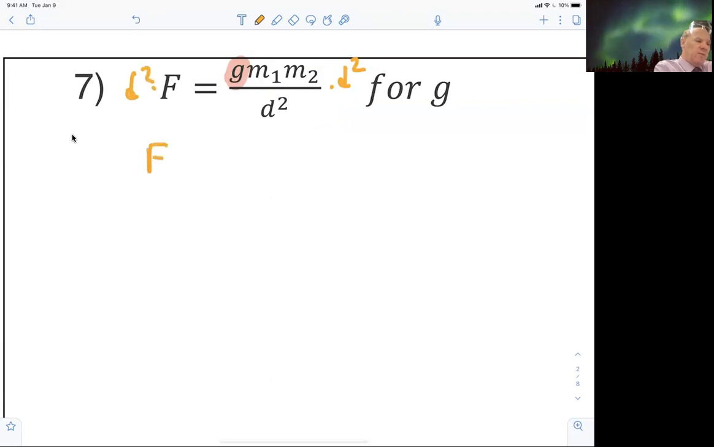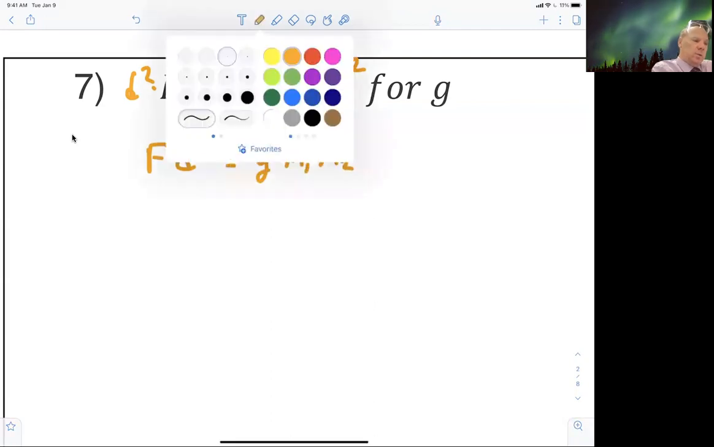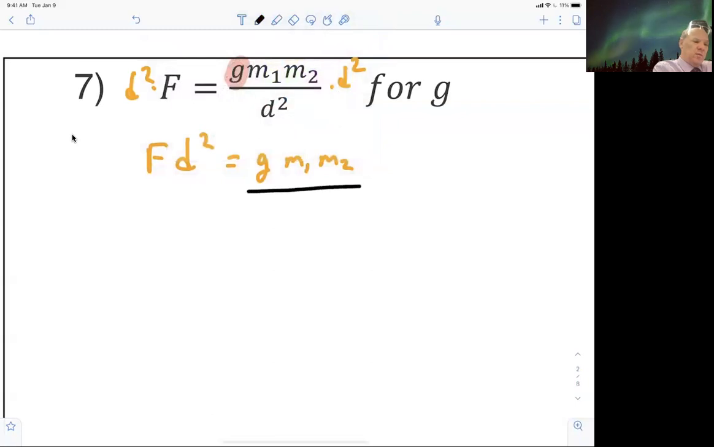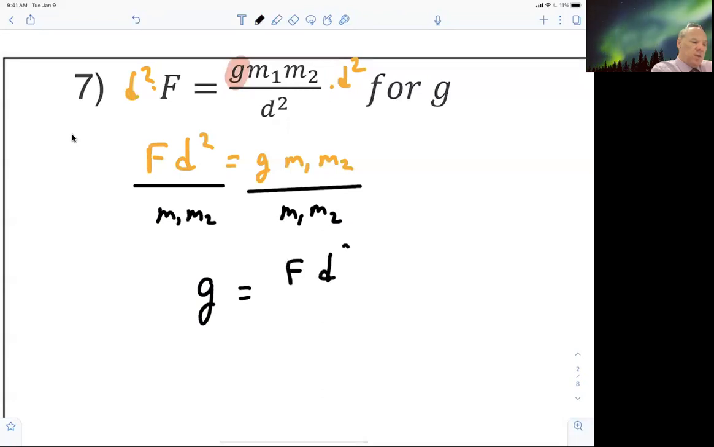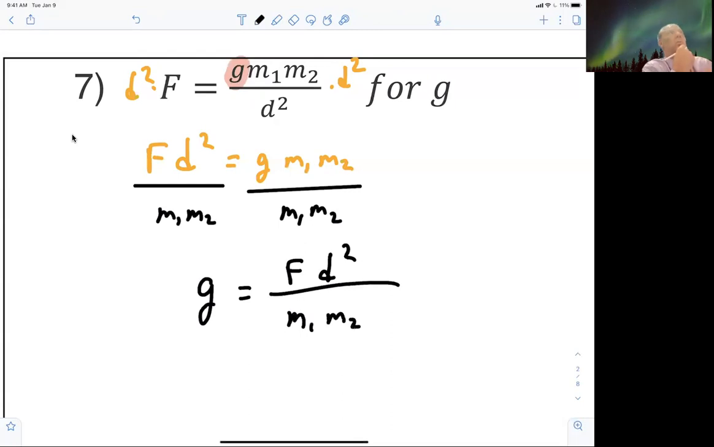So we have FD squared equals G times M1, M2. And then we do what? Divide by M1, M2. So G is equal to FD squared divided by mass 1 times mass 2. All right. Everybody okay with that?